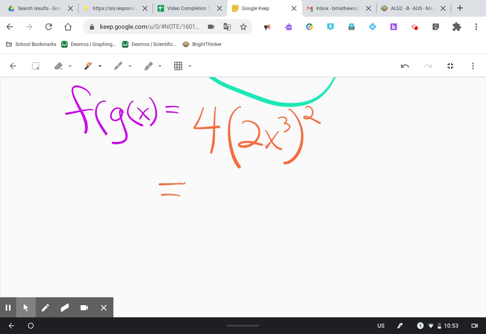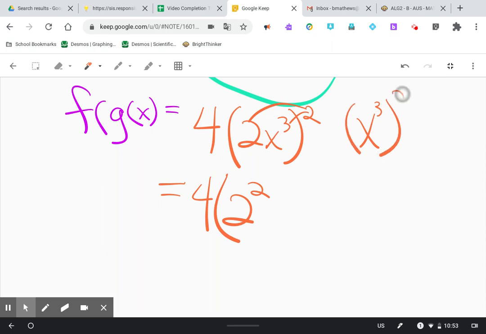The first is that we're going to leave that 4 there. This 2 goes to each term: 2 squared, x to the third squared. So 2 squared, and then x to the third squared. Now, the thing you need to know is that when you raise a power to a power, you multiply those two numbers. So it's going to be x to the 6th, because 2 times 3 is 6.